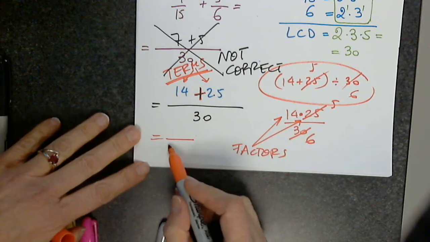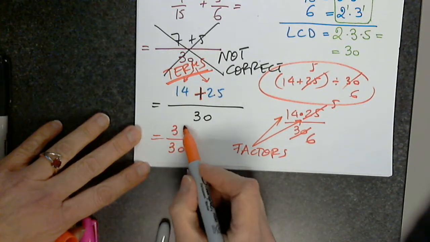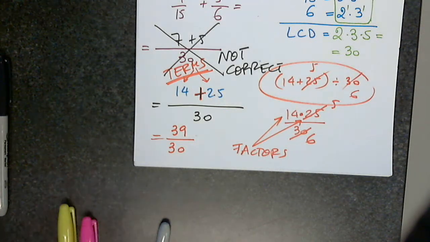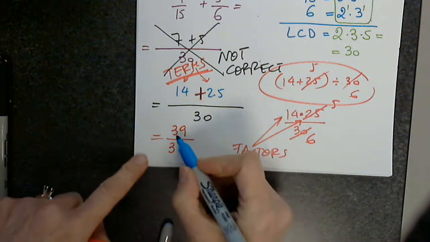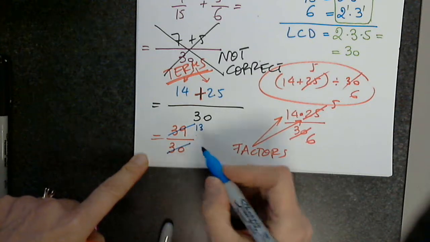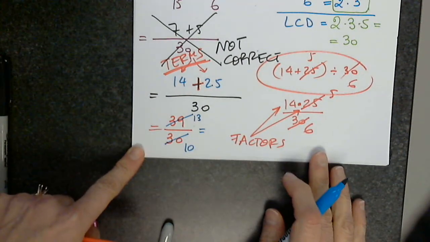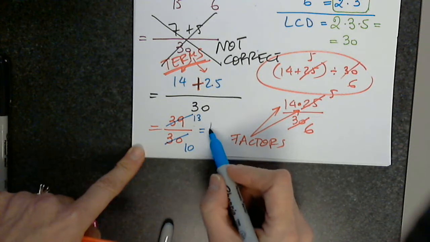So the numerator, please. The denominator is 30. The numerator is 39. Awesome. Now, I'm looking at 39 and 30 and I realize what? They can be simplified. By 3, yes. 39 divided by 3 is 13, 30 divided by 3 is 10. Simplified form of this fraction: 13 over 10. Awesome.